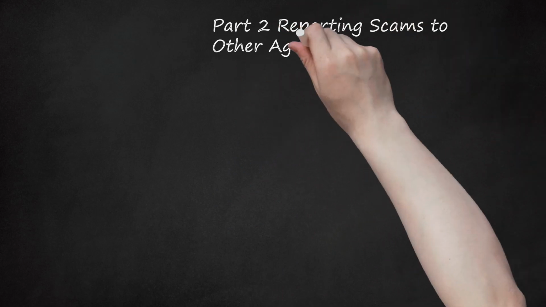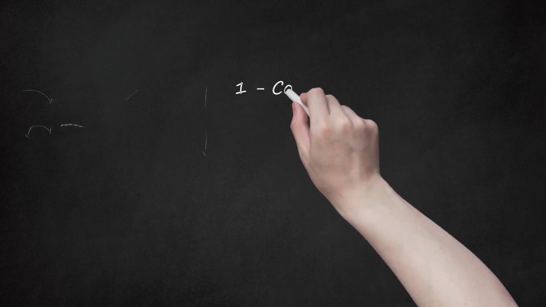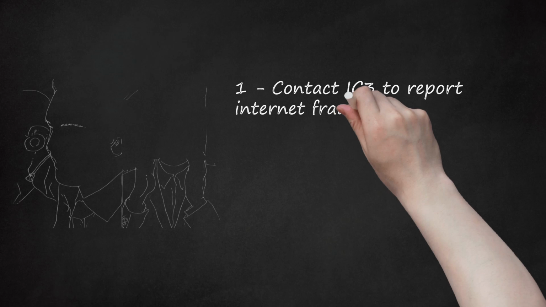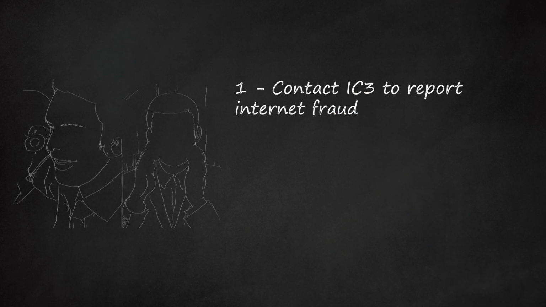Part 2. Reporting scams to other agencies. 1. Contact IC3 to report internet fraud. You can report any fraud involving the internet to the Internet Crime Complaints Center, IC3, which was created by the FBI to facilitate sharing information about internet fraud. Provide much the same information you provide to the FTC.